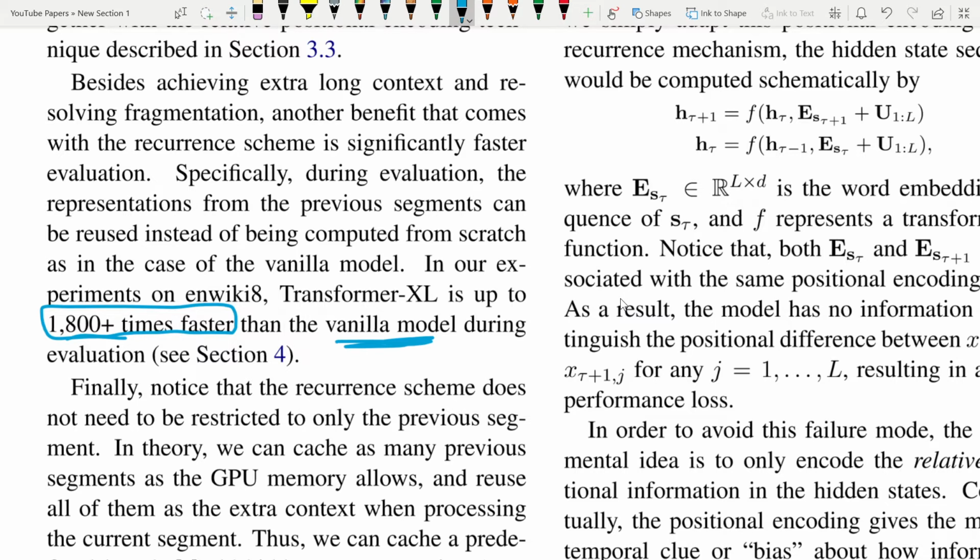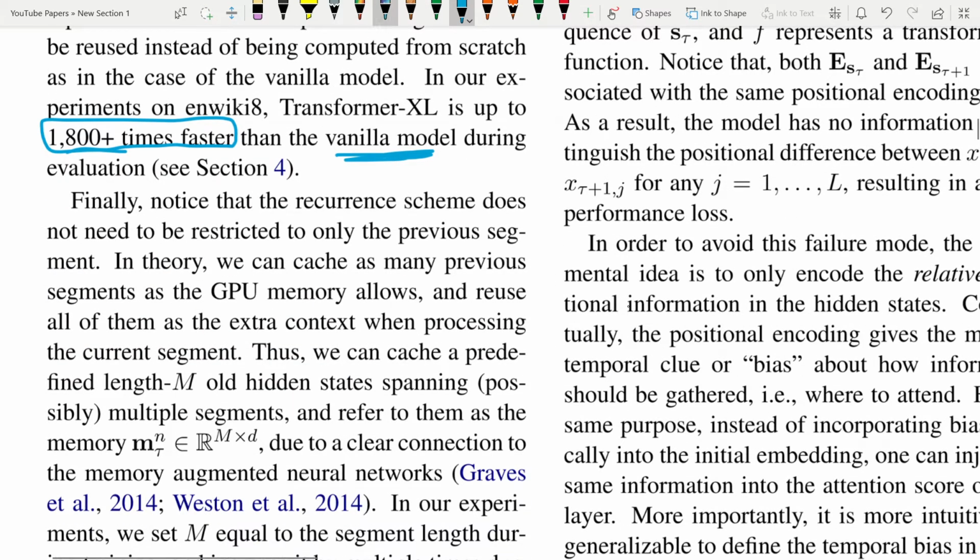If your GPU can hold more segments, you can also do that. That's what is written here: in theory, we can cache as many previous segments as the GPU memory allows and reuse all of them as the extra context when processing the current segment. This is a really important point.